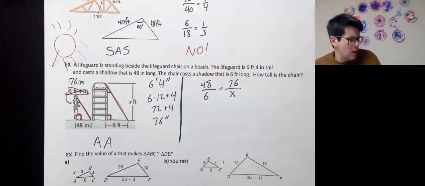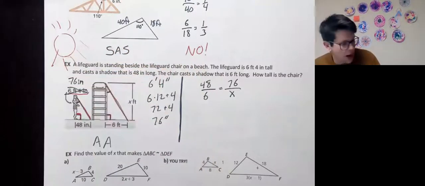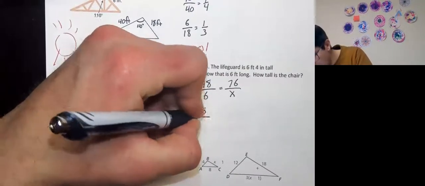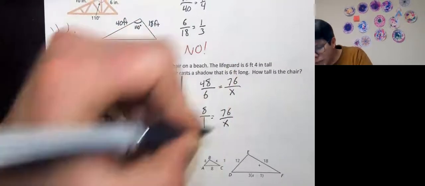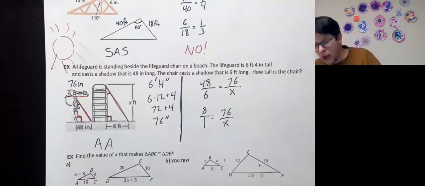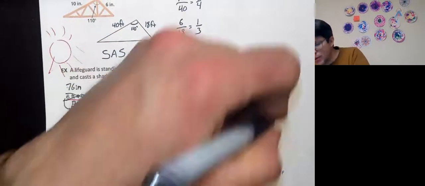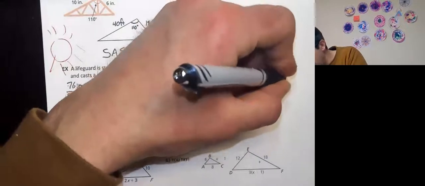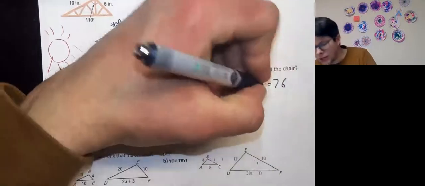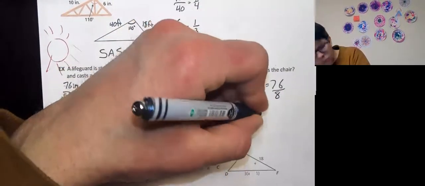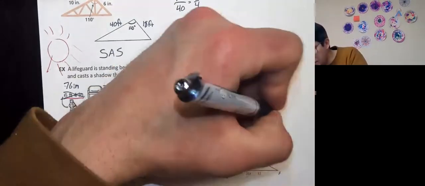And now I can solve this. I'm going to solve this by reducing my first fraction right here. I like to do that right away, and so that's going to reduce down. 6 is a good common factor for 48 and for 6. I like to do this so my numbers are a little bit more easy to work with. Then I'm going to cross multiply. And when I cross multiply, I'm going to end up with 8x is equal to 76. And then lastly, I'm going to divide to solve. And it turns out that the height of our lifeguard chair is going to be 9.5 feet.